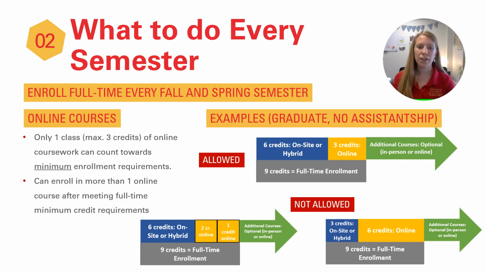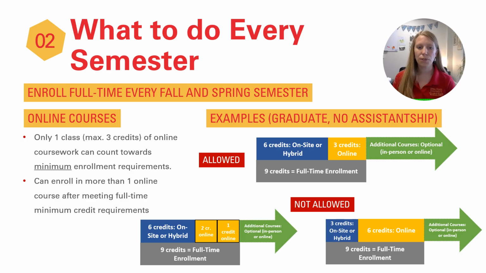In the first chart, the student is meeting enrollment requirements. They have one online course, not more than 3 credits, counting toward their full-time enrollment of 9 credits. The bottom chart does not work, as a student is enrolled in 2 online courses toward full-time enrollment.